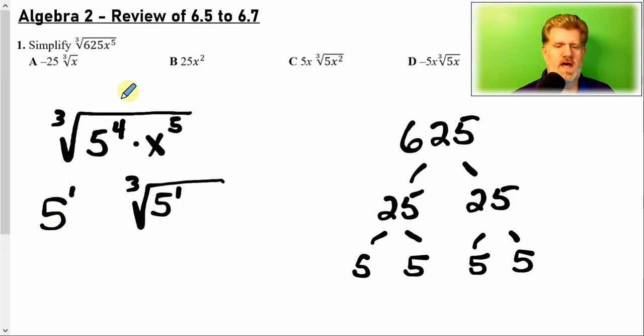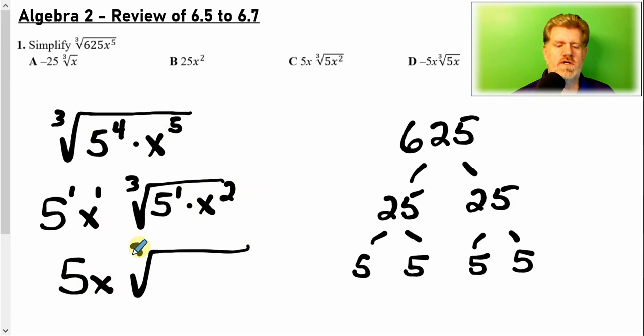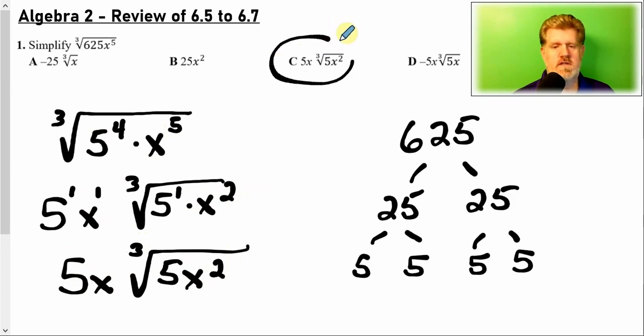The x is 5. We take out 3 of them. Well, I can take out one set of 3, because 5 divided by 3 is 1. But the remainder is 2. It leaves me with 2 on the inside. So we don't bother writing things to the first power. It's just 5x cube root of 5x squared. So which one is that? Is that C? That's our answer.